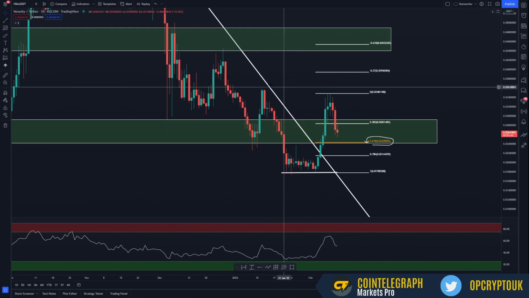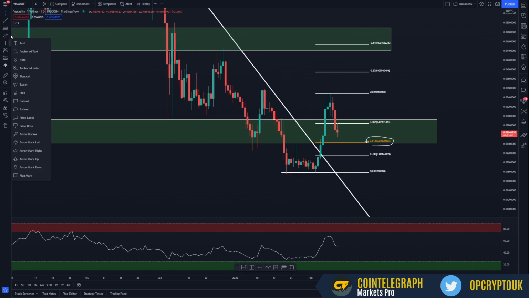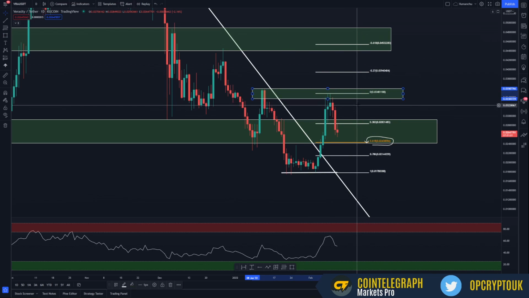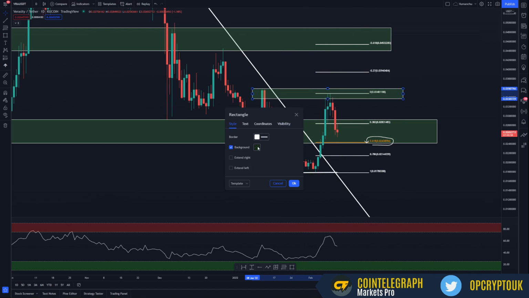So this is a first area of resistance here. We'll mark this up with a different color box. So we'll put a box on this. If you look at these two candles here, that's where we rejected last time. That's an area we need to consider looking at to take some profit.